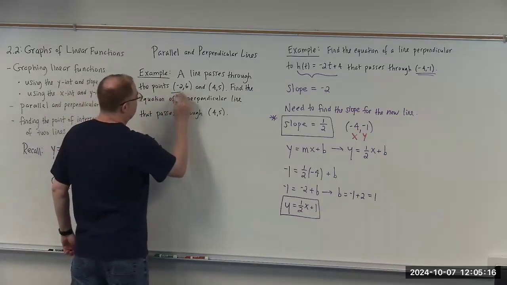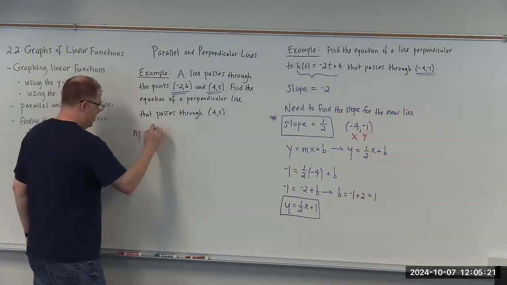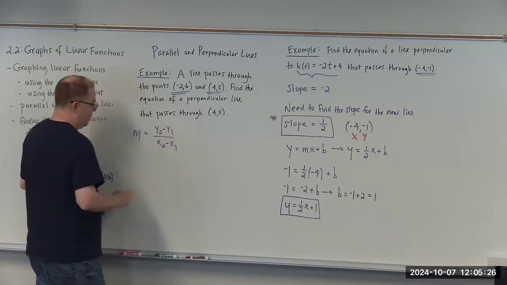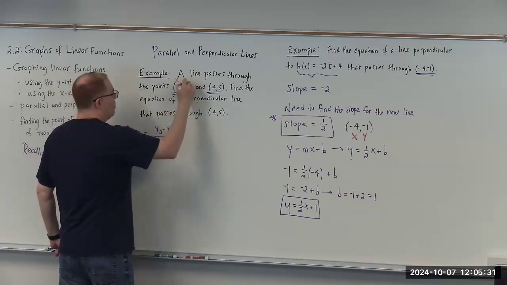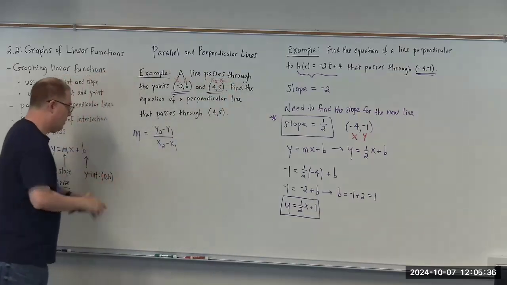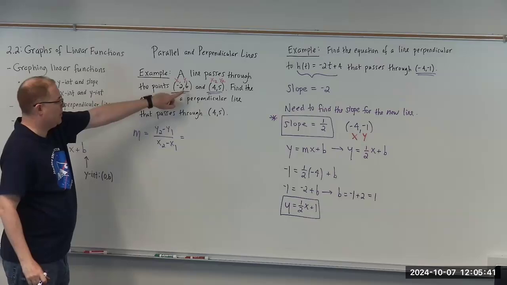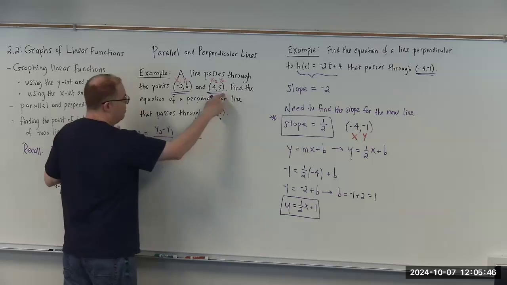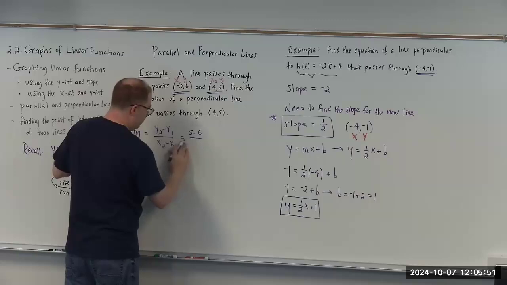Okay, so we're given a line that passes through these two coordinates. So remember that the slope is the change in y over the change in x. I'm going to call this x1, y1, and this one x2 and y2. So we can calculate the slope of this line that goes through these two points. So we have 5 minus 6 divided by 4 minus negative 2.